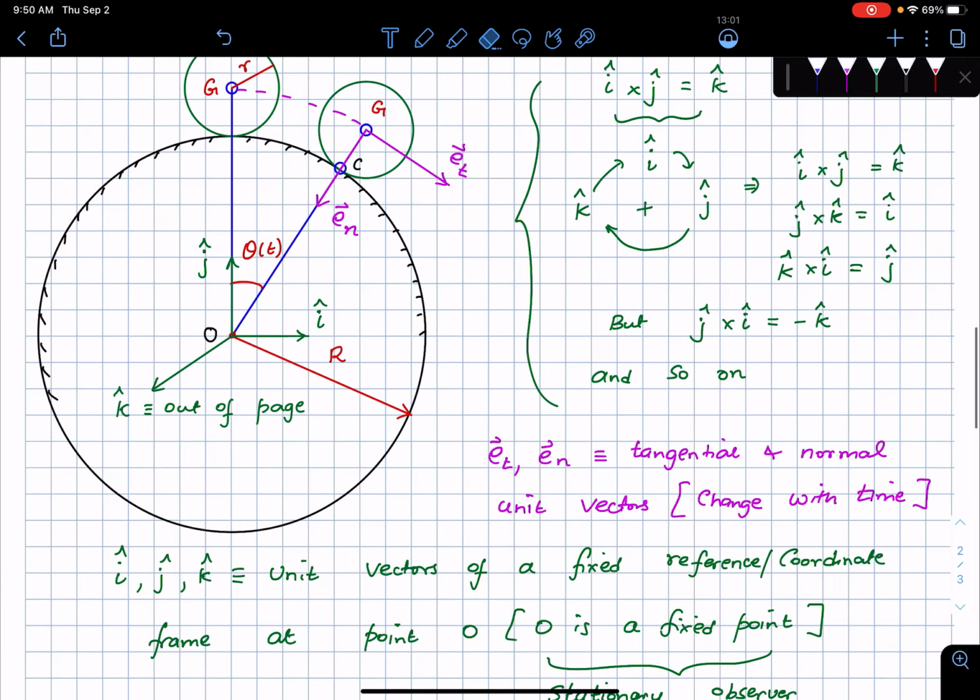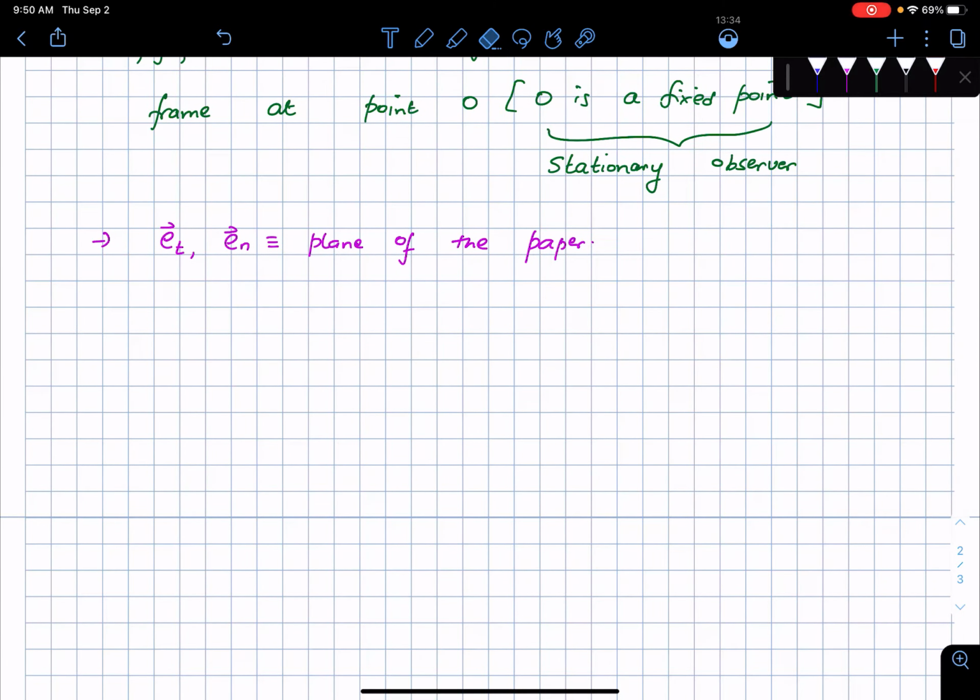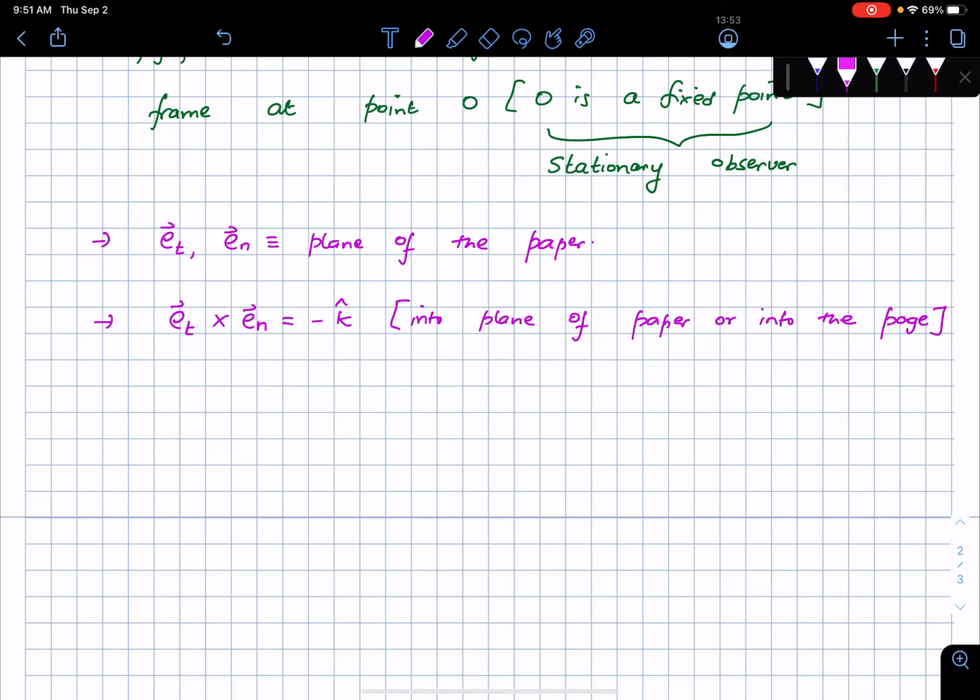Okay, so if I use a right hand rule, if I go from ET and twirl it all the way to En, the fingers of my right hand are aligned with the vector ET, and I am swinging my arms all the way to the En unit vector, my thumb is going to be pointing into the page, which means that the cross product of ET and En is going to give me minus K. Because the vector that is pointing into the page is negative K. So ET crossed with En is going to give me negative K. So this is going to be into the plane of the paper or into the page.